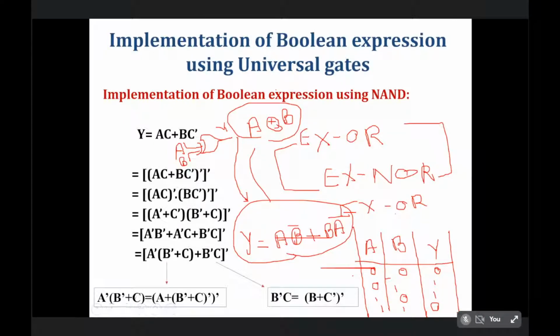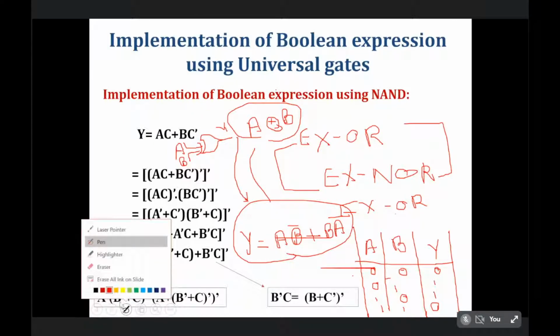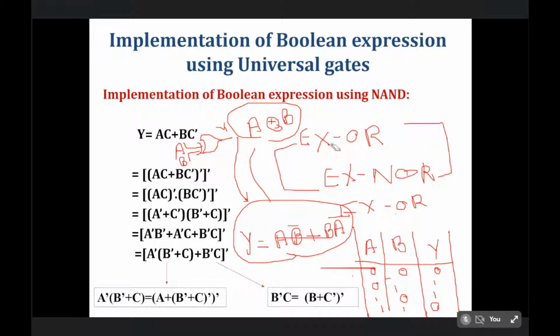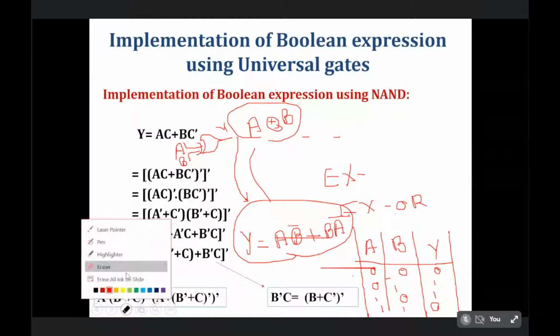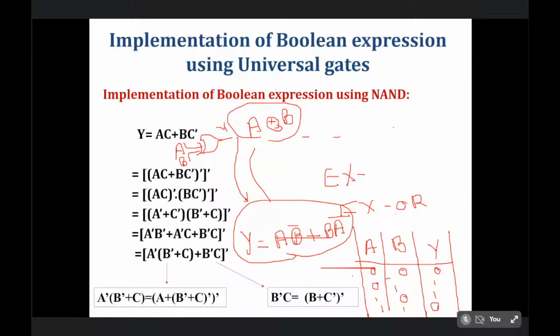What about the XNOR? The XNOR is just the complement of the XOR. If we complement the XOR, we will get XNOR. If we complement the XNOR, we will get the XOR. Here it says XNOR, when the inputs are same, it will give high or true value. When the inputs are different, it will give low or false value.